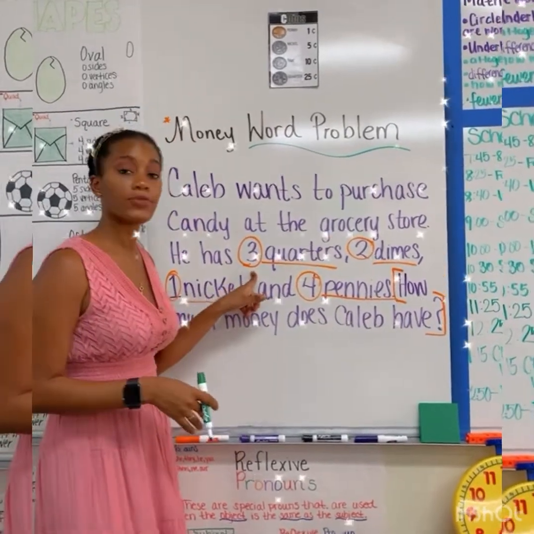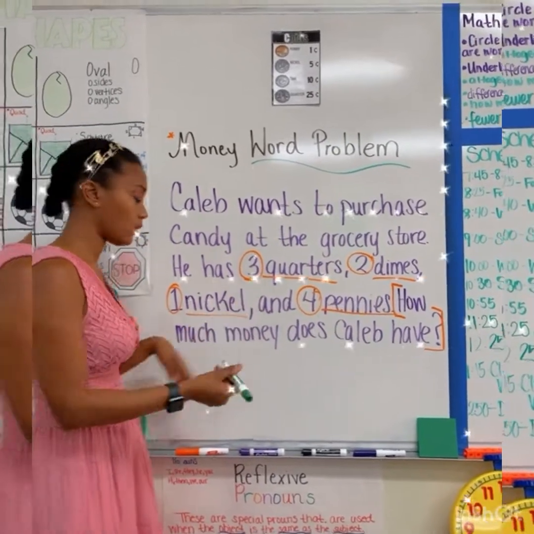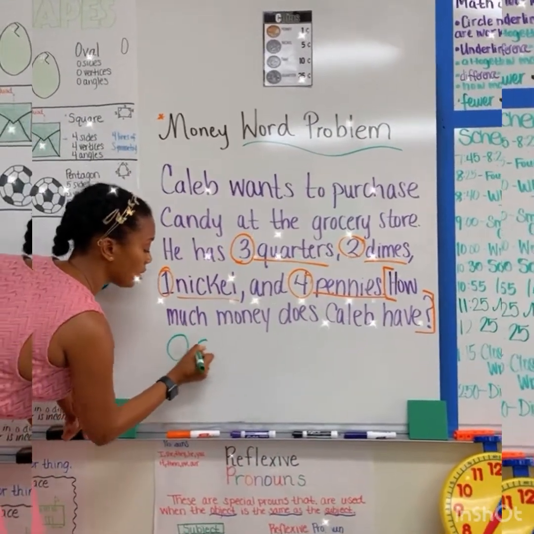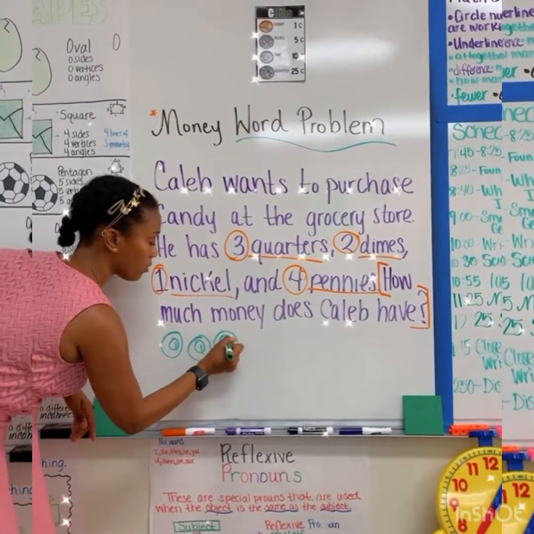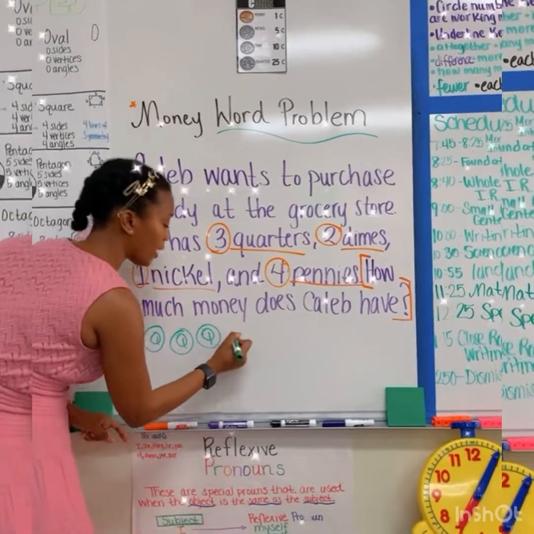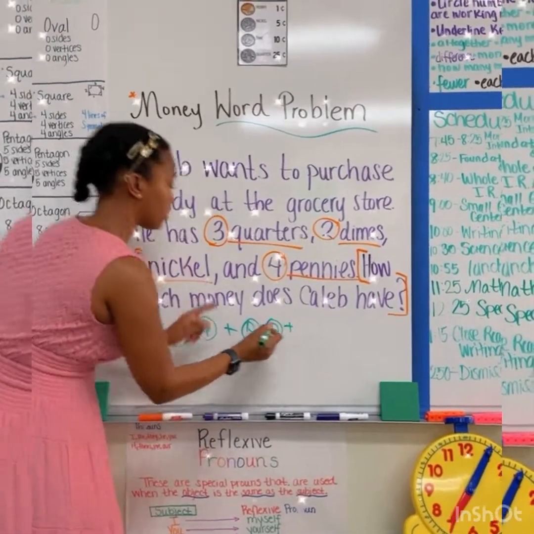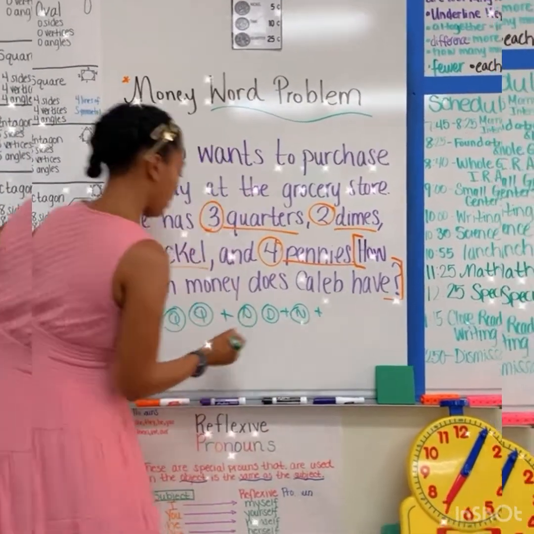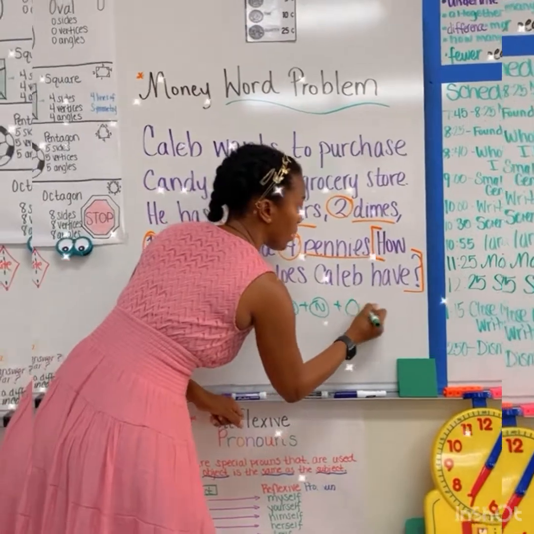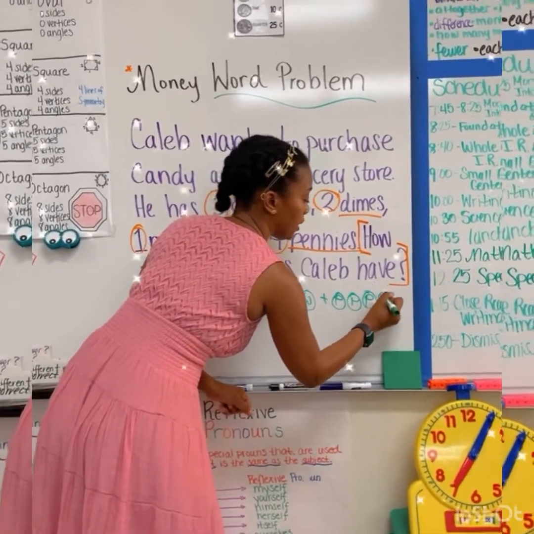So if I have 3 quarters, I'm going to draw those first. It is the highest value. So I'm going to draw 1, 2, 3. I'm going to put Q for quarters, 2 dimes, 1, 2, D for dimes, 1 nickel, N for nickel, and 4 pennies. 1, 2, 3, 4, P, P, P, P.